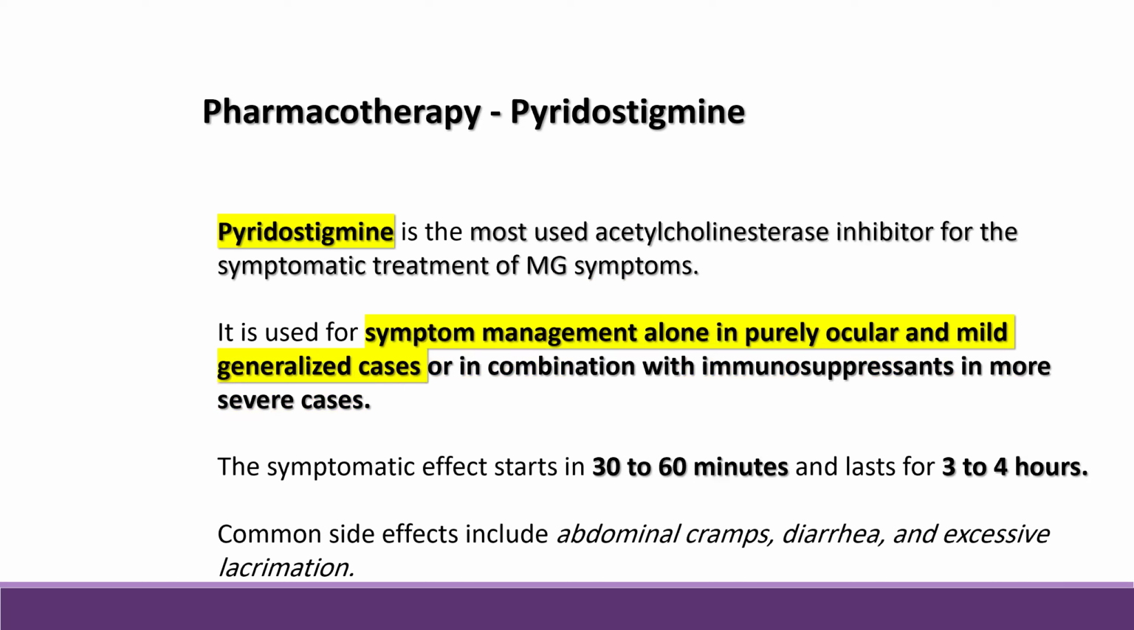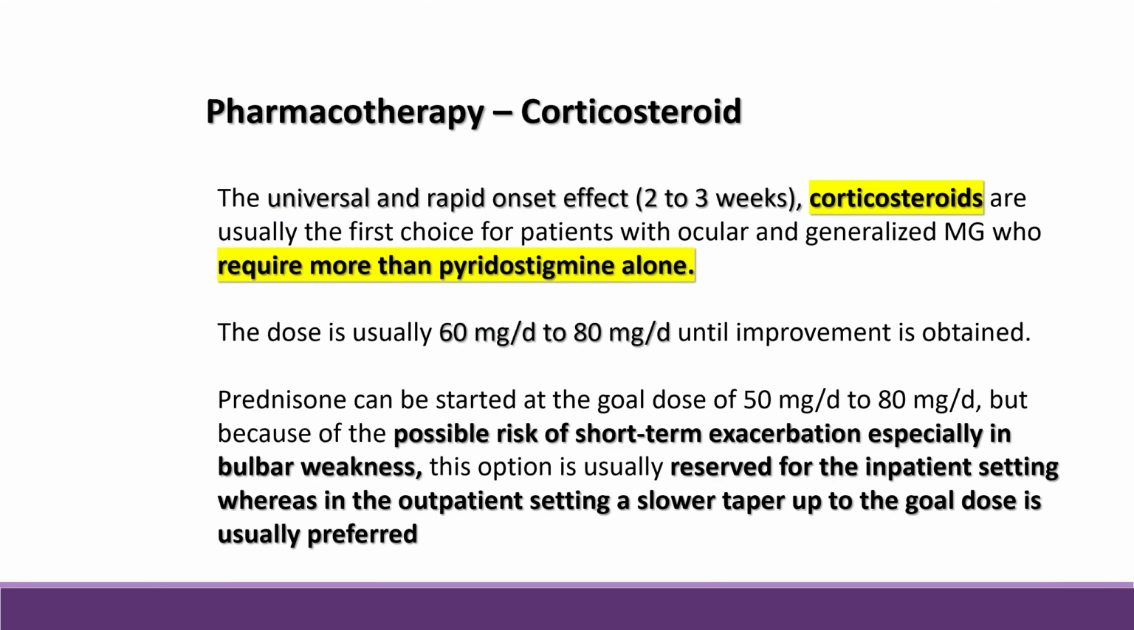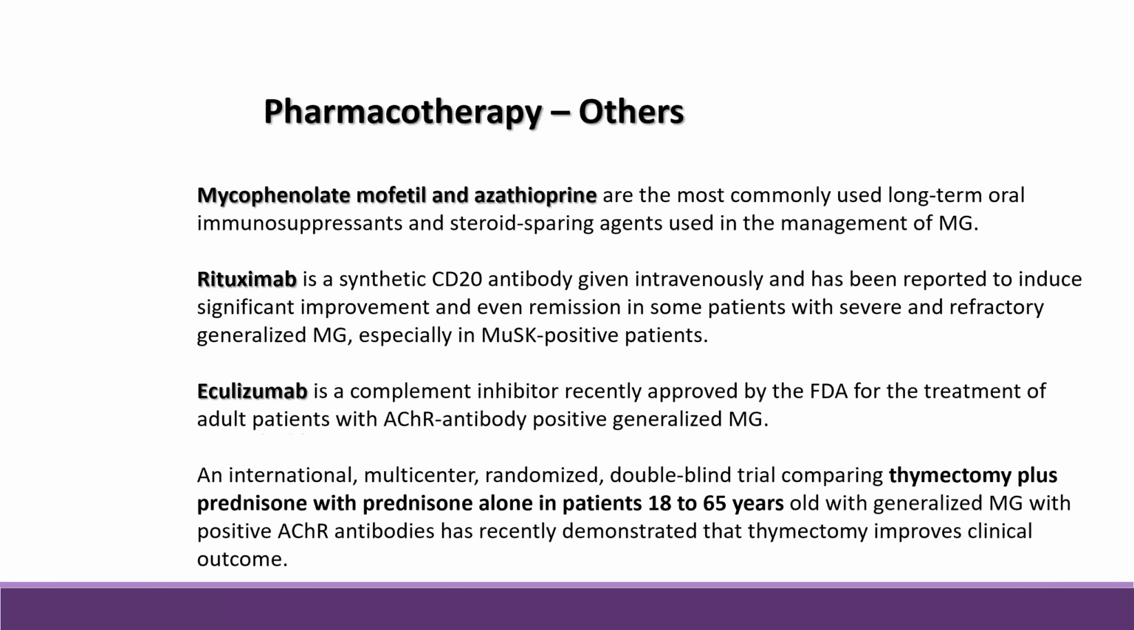Pyridostigmine is the most used acetylcholinesterase inhibitor for symptomatic treatment of myasthenia gravis, and it's used for symptom management alone in purely ocular or mild cases. In addition to steroid with pyridostigmine, we can start 60 milligrams a day up to 80 milligrams a day as tolerated. After that, we should initiate the steroid-sparing agent, as we mentioned before, or other immunotherapy to avoid long-term steroid management.